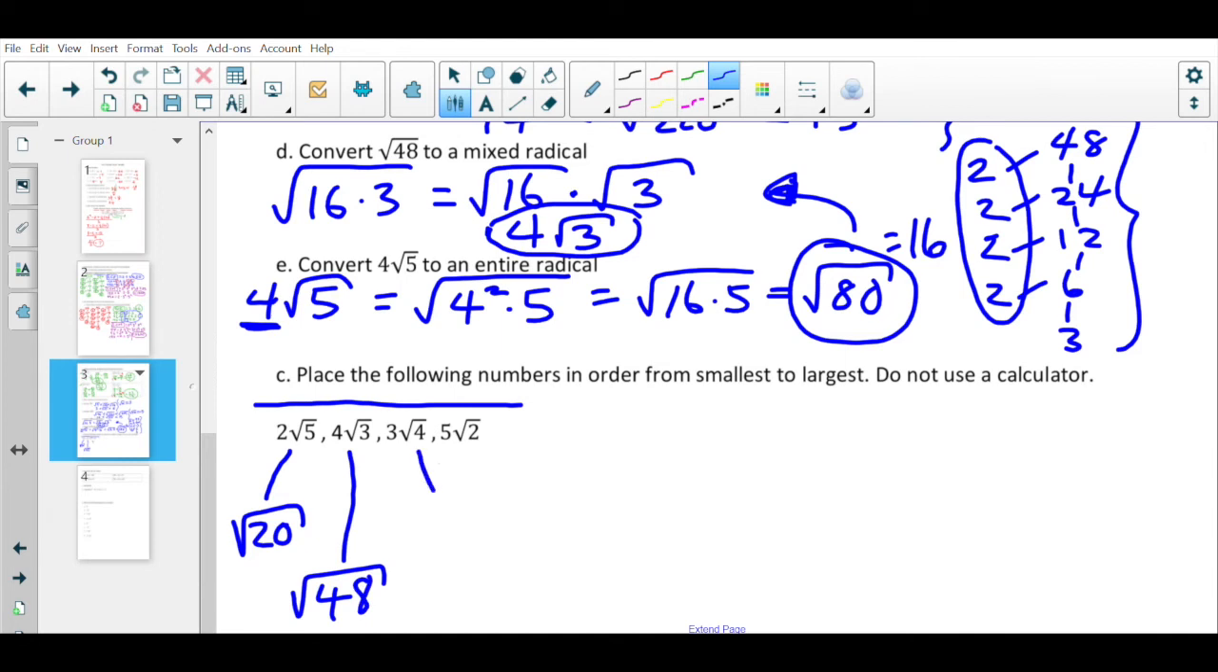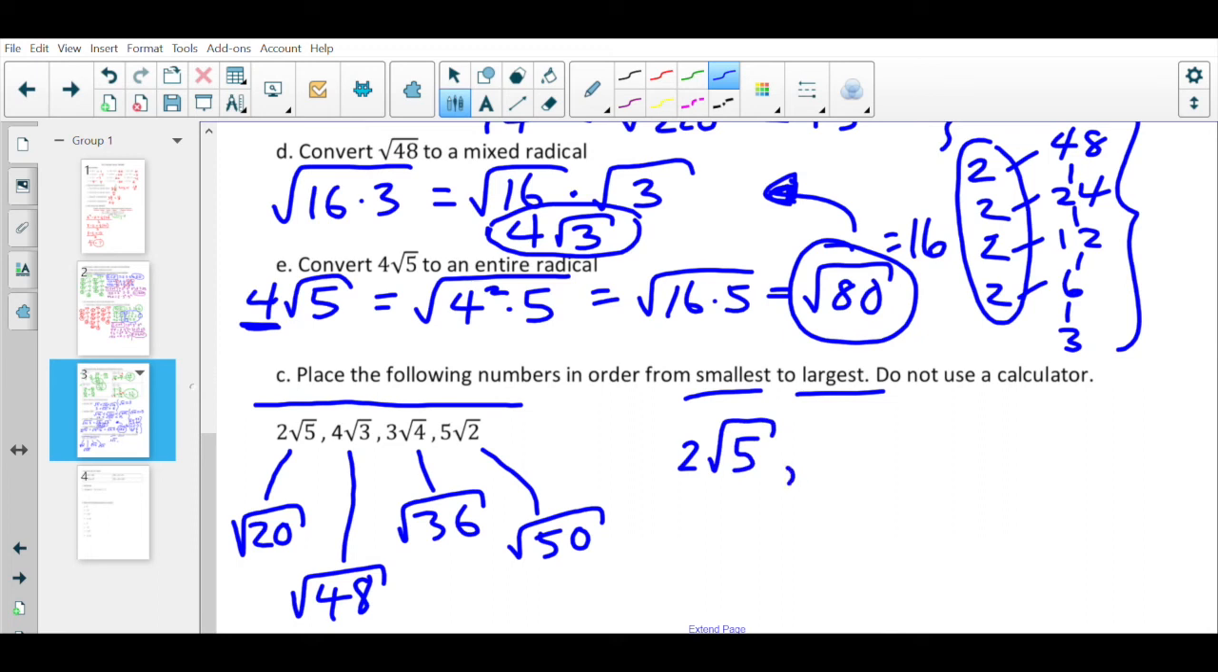9 times 4 is 36, so that's the square root of 36. And 25 times 2 is 50, so that's square root of 50. Now the comparison becomes much easier. So we said from smallest to largest. The smallest one obviously is the square root of 20, which is the same as 2 square root of 5.